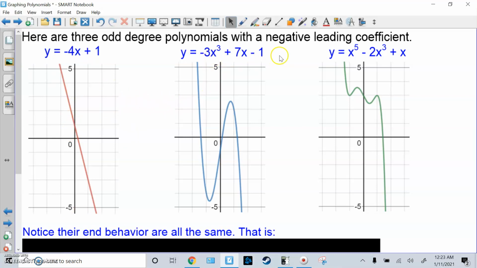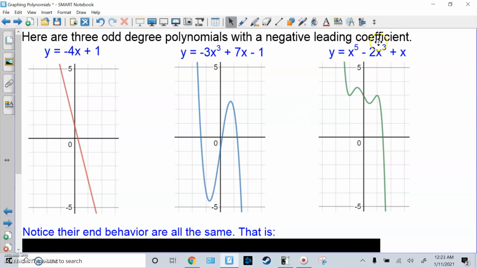Here, negative 3x cubed plus blah, blah, blah. It doesn't matter what the rest is. We only care about the term with the highest exponent. So the degree is 3, and its leading coefficient is negative 3. So 3 minus 1 is 2. There should be 2 max or mins total. There's one minimum right here, a relative min, one relative max right here. And it is going up on the left side, down on the right side.